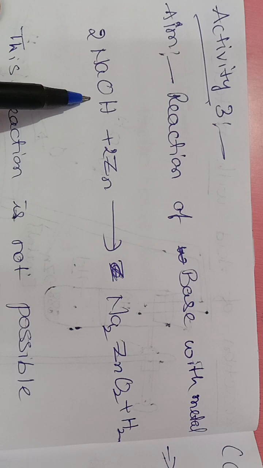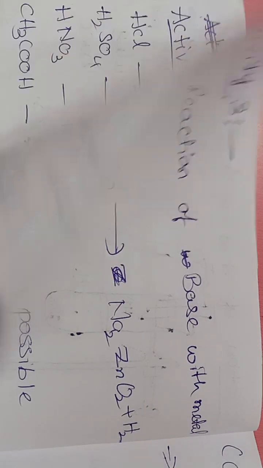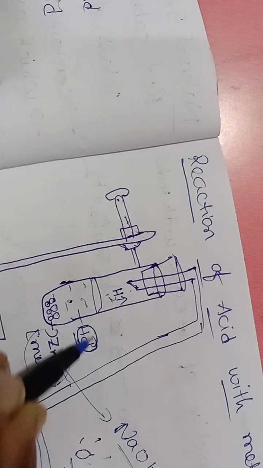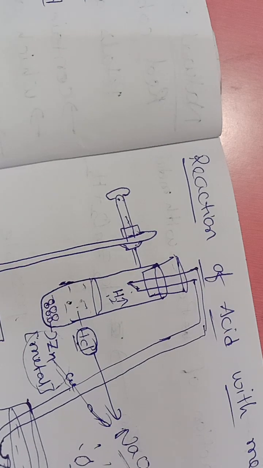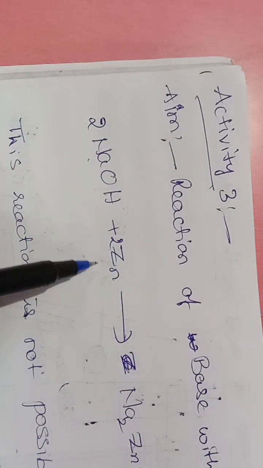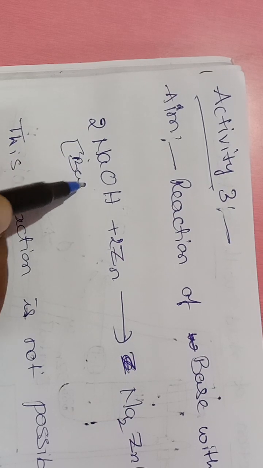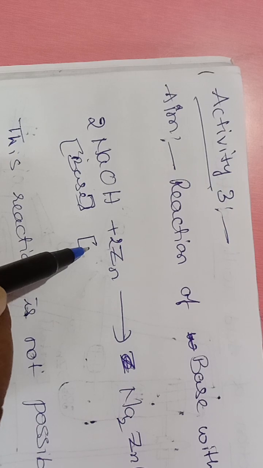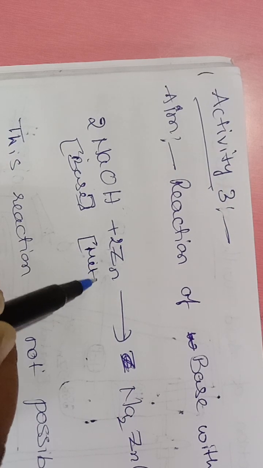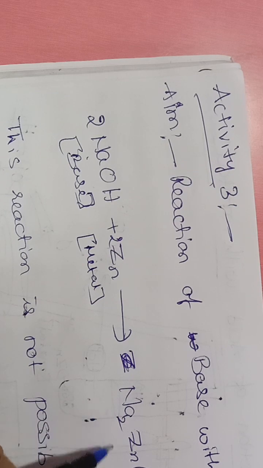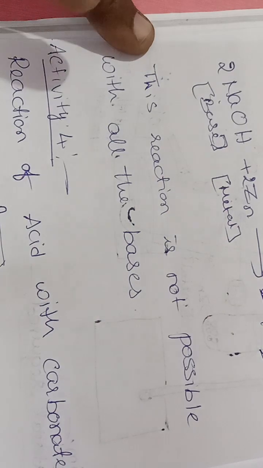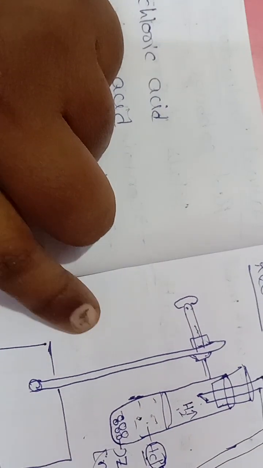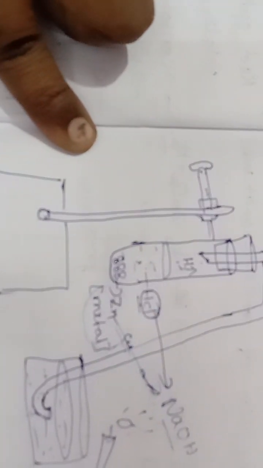In the place of HCl, we are taking sodium hydroxide. When metal reacts with the base, this is our base, and this is the metal. So what we are getting here is sodium zincate and hydrogen gas. This reaction is not possible for all the bases, so it is not that important. So the first lab activity, activity 2, is very, very important from the exam point of view.